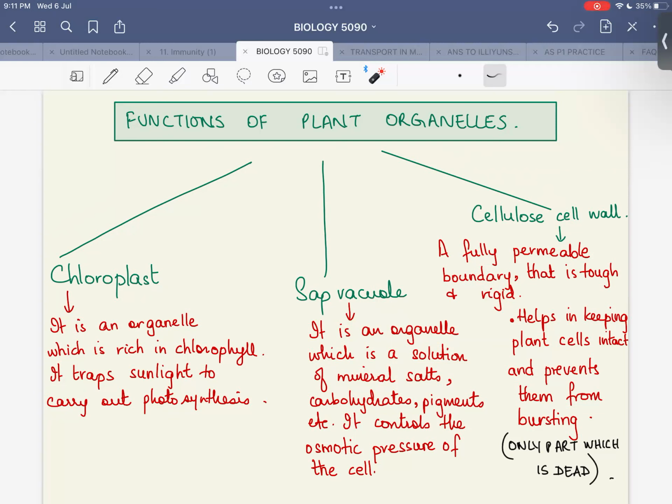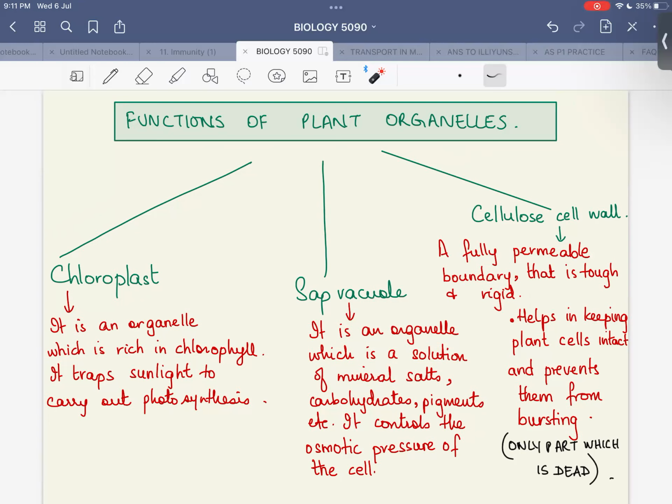Moving on to the sap vacuole. The sap vacuole is actually the big vacuole which is found in the plant cells, due to which the nucleus in the plant cells is pushed to one side. So this vacuole is a big organelle which is filled with a solution of mineral salts and carbohydrates and proteins and pigments also. And it has many functions, but one of the main functions is that it controls the osmotic pressure of the cell.